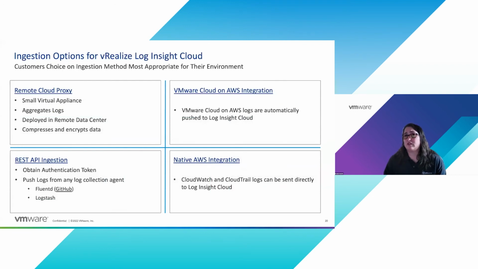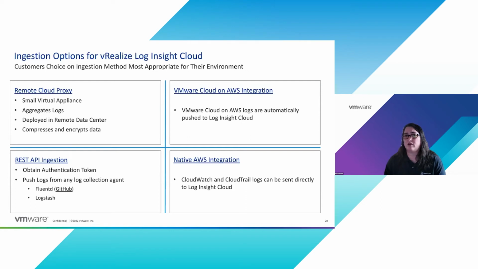There are several options for ingesting logs into vRealize Log Insight Cloud. On the top left, we have the remote cloud proxy. It's a small virtual appliance that aggregates your logs, typically deployed at a remote data center, such as your on-prem location or branch offices. Then it compresses and encrypts the data before sending it back to Log Insight Cloud.